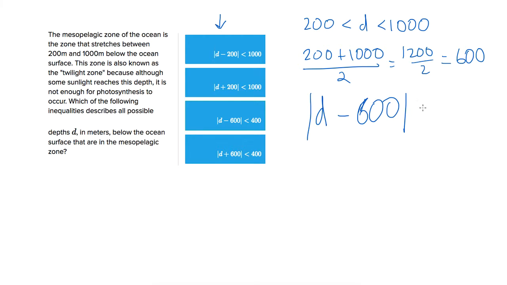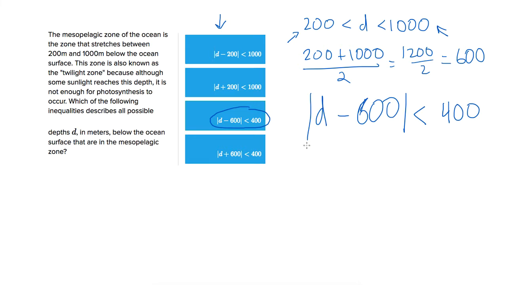And then that's going to be less than the distance between the midpoint and the endpoints, which is 400, because you can see that 600 is 400 away from 200, and it's 400 away from 1,000. It's the same distance because it's the midpoint. So this is actually our correct answer choice here.